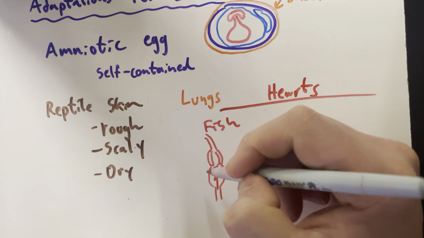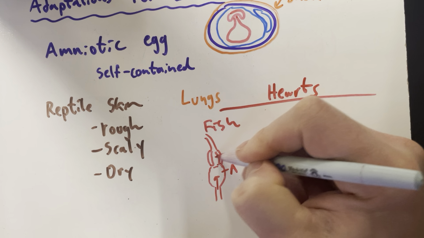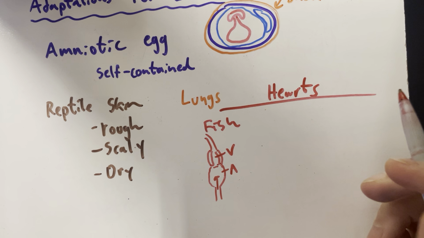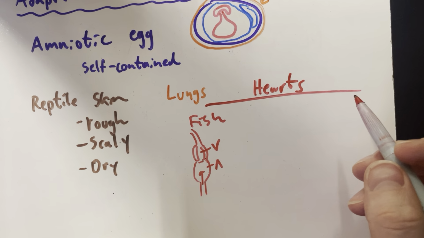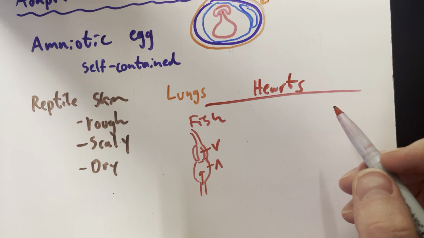So we have the atrium and the ventricle. Fish have a two-chambered heart. One atrium, one ventricle. Abby, put the phone away. Take some notes, please.